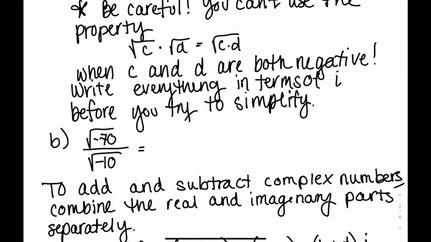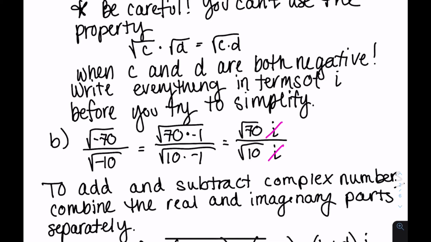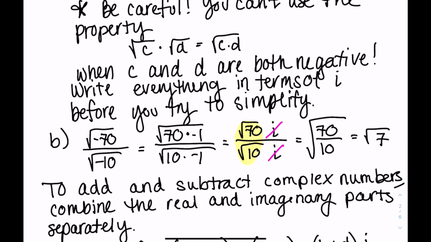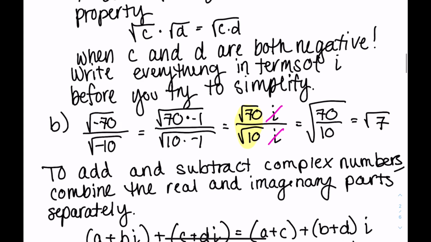Same thing when you're dealing with division of radicals, pull out those imaginary pieces. In both of these, I'm going to take out that -1, so an i will pop out. And since I'm going to get an i in the numerator and denominator, they cancel. Now what's left over, I'm able to work with because these are both real numbers. So you can put those under a single radical, and then 70 divided by 10 is 7. So this simplifies nicely into the square root of 7.